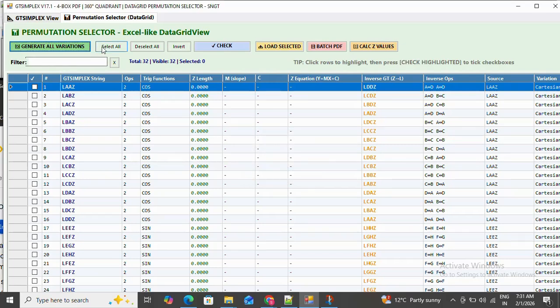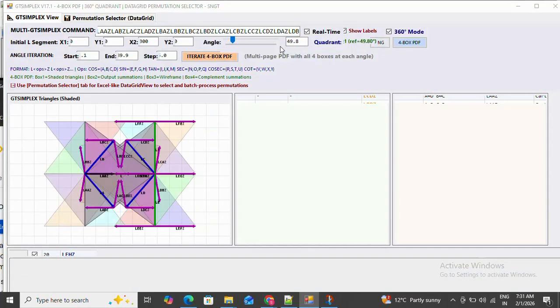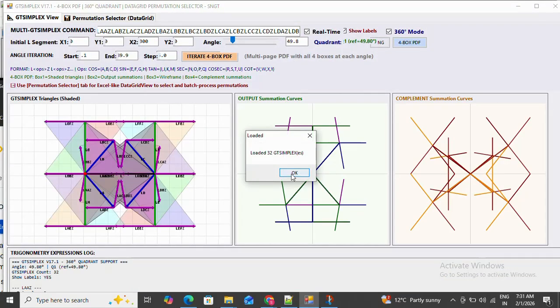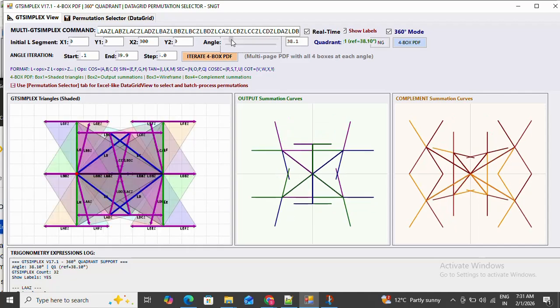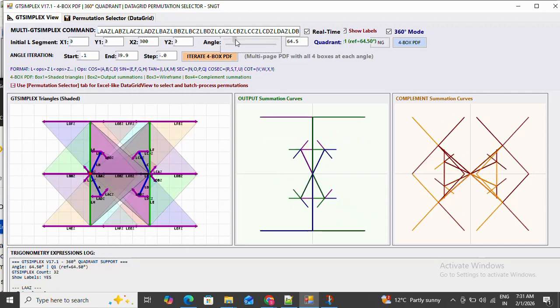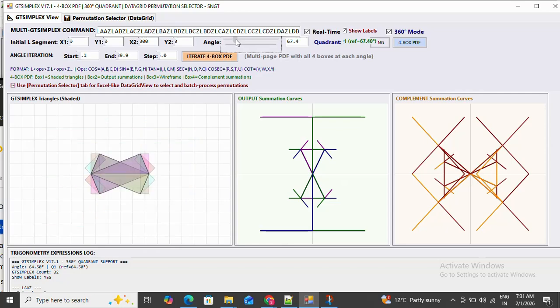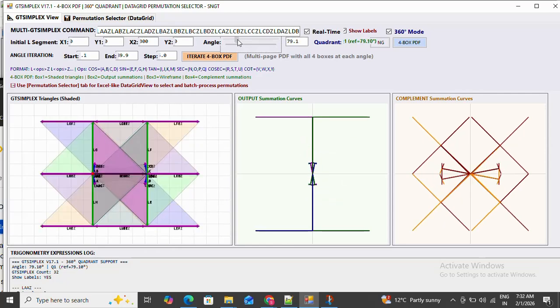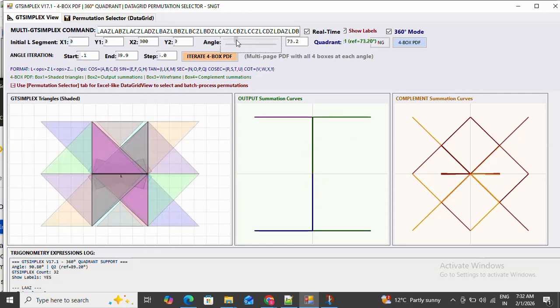And if we select all and then load all these selected, then on the panel we can see the outputs of these GT simplexes. And when we change the theta, that means for a different value of theta we have to construct 32 tracing papers, and we have to stack all these 32 tracing papers one after another to understand these kinds of geometries.